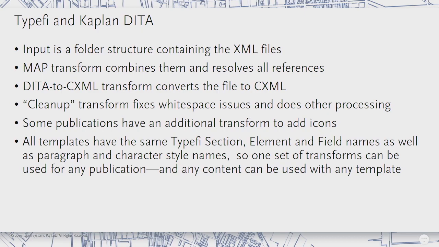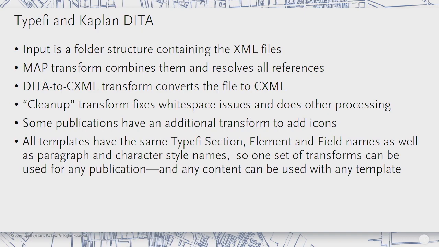There's a second transform that converts that to CXML, and if you don't know what CXML is, it's the format that we convert any kind of XML to in order to run it to InDesign. And we can transform CXML to other formats after that, or we could also do DITA to HTML or something like that. But that second transform makes the CXML.